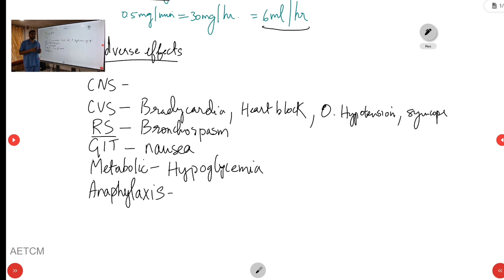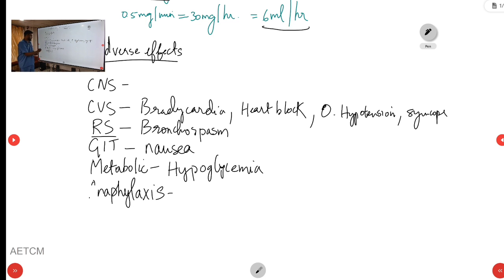And also it masks the signs and symptoms of hypoglycemia, because the tachycardia, the palpitations, the sweating and tremors, all of these sympathomimetic activities are cut off by labetalol. So the patient might not have the usual hypoglycemic symptoms. Those symptoms won't usually be present, so we have to make note of that also.